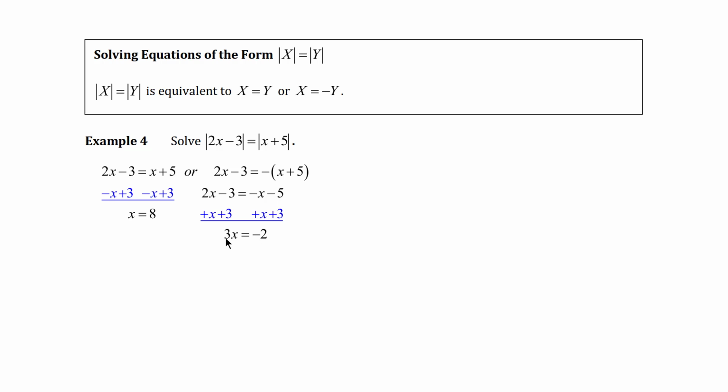Next, I need to get rid of the 3 in front of the x. We do this just by dividing both sides by 3. So I get 3x divided by 3 equals negative 2 divided by 3. Simplifying the left-hand side, 3x divided by 3 is x. And on the right-hand side, negative 2 divided by 3 stays the same. So the result is x equals negative 2/3. So we have two solutions, negative 2/3 and 8. And we write out our answer using set notation. So I have curly bracket, negative 2/3, comma 8, close curly bracket.